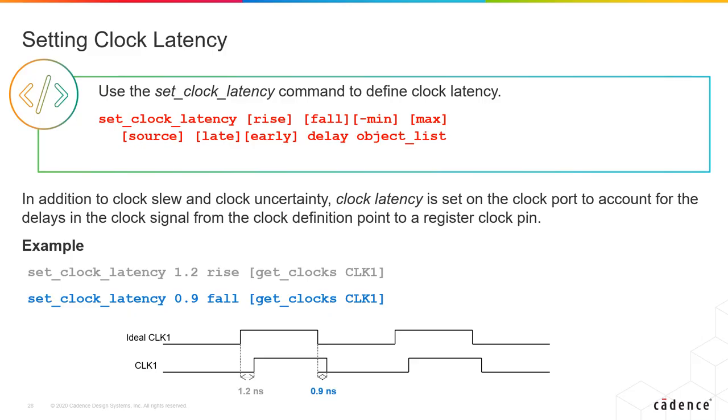So any ports that are related to CLK1 will all get the same slew and uncertainty and any other values that you set. As far as the source latency is concerned, like all other signals, specify the source option. But when you don't specify the source option, you're modeling the network latency by other signals. In this example, the ideal clock versus the actual clock has different latencies.